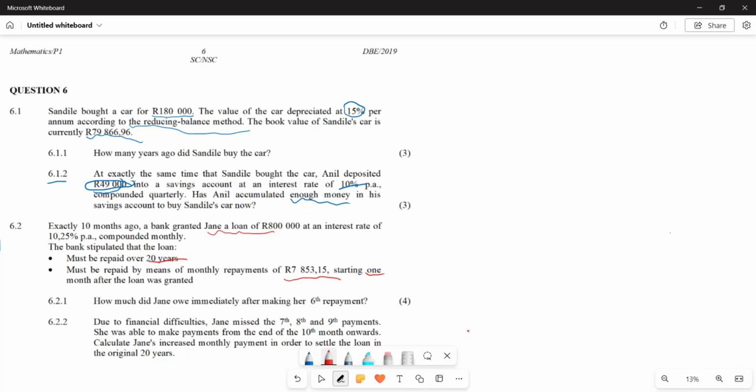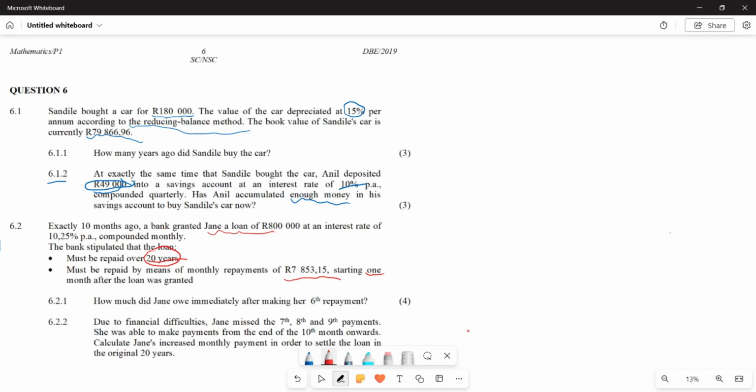Now they say, how much did Jane owe immediately after making her 6th repayment, after paying for 6 months? So basically, we want to know how much Jane will owe the bank after just paying for 6 months, right? Now, let's see. Jane is going to be paying for 20 years. But we only want to find out how much Jane will owe after paying for only 6 months.